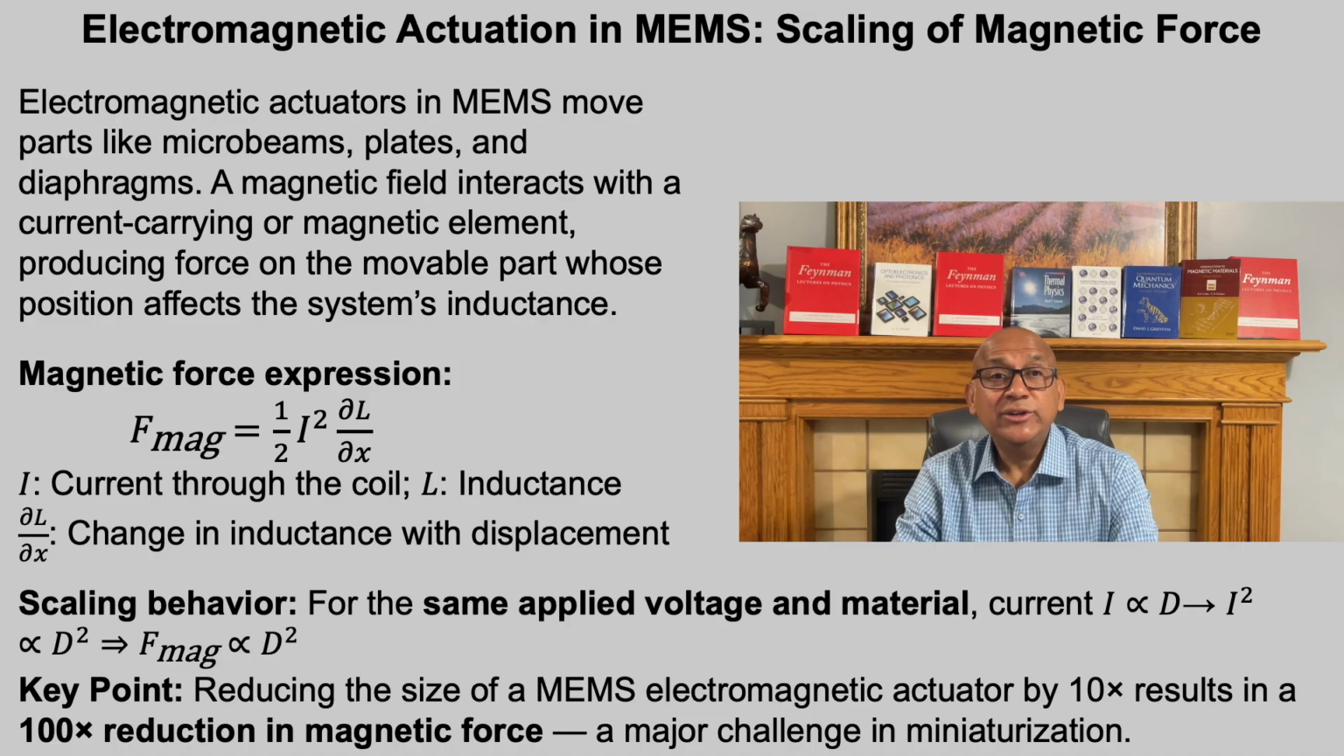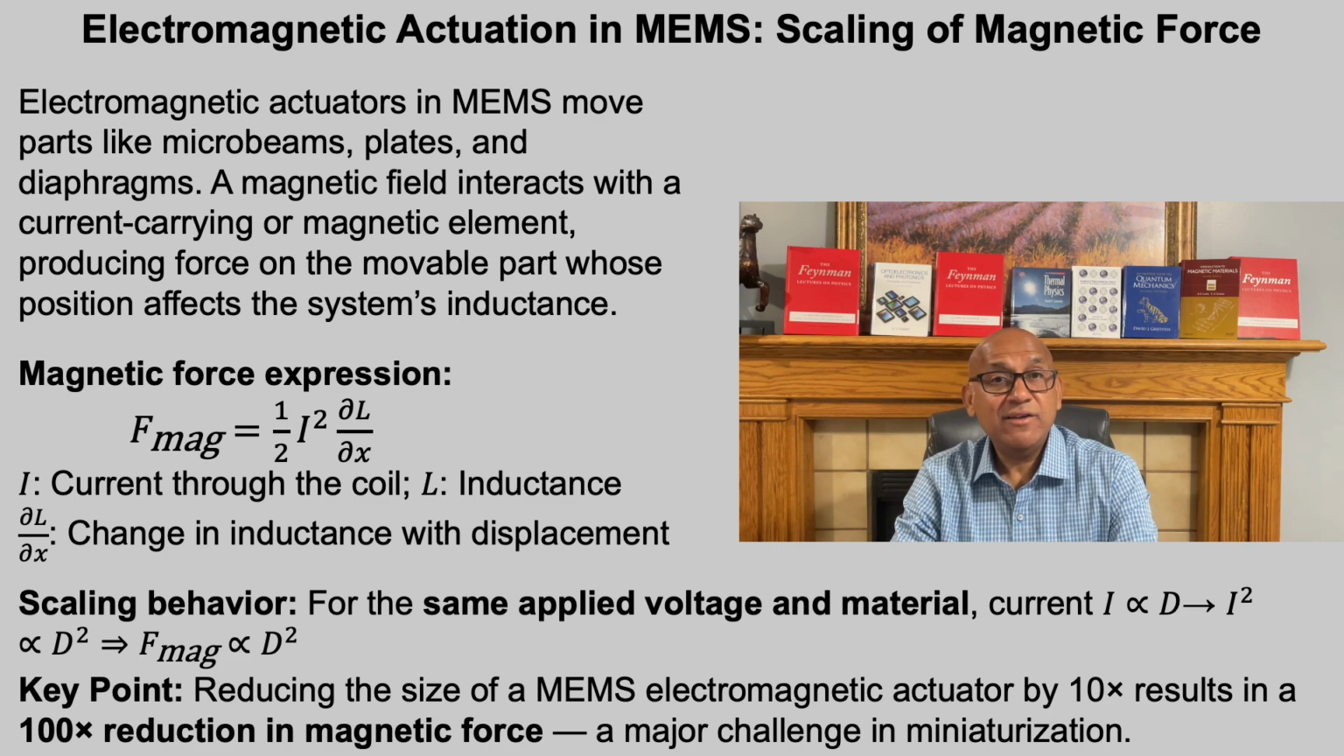The magnetic force can be written as F magnetic equals 1/2 I squared times dL by dx, where I is the current and L is the inductance. Now here is the scaling challenge. For the same applied voltage and material, current I scales with size d. That means I squared scales with d squared, and therefore magnetic force also scales with d squared.